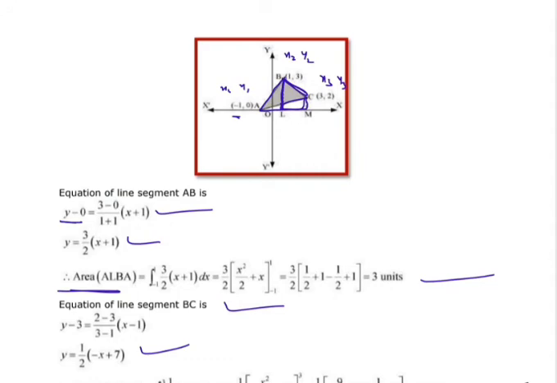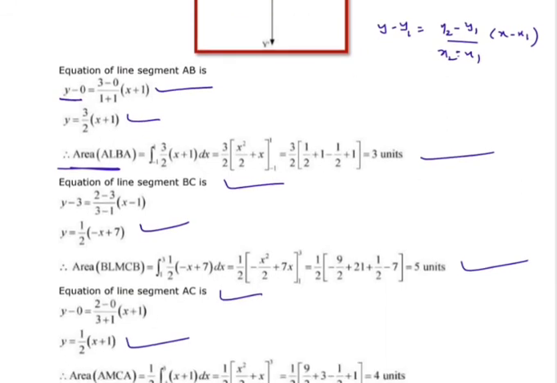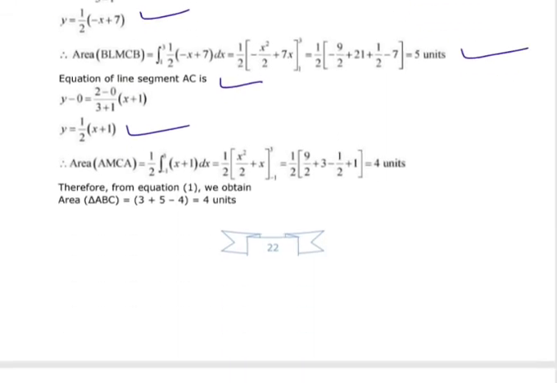So already we have the formula: y minus y1 upon y2 minus y1 equals x minus x1 upon x2 minus x1. Just simplifying this again, the area AMCA is 1 by 2 times the integral from minus 1 to 3 of x plus 1. So 1 by 2 outside, x square by 2 plus x, minus 1 to 3, by substituting the limits we get 4 units. Therefore, from equation 1 we obtain the area of the triangle: 3 plus 5 minus 4 is 4 units.